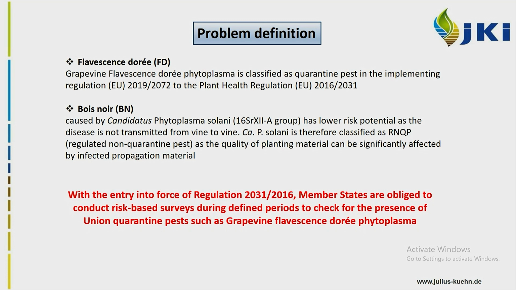So far, Germany is regarded as free from FD, but with the entry into force of the new regulation, all EU member states are obliged to conduct risk-based surveys during defined periods to check for the presence of Union quarantine pests such as grapevine flavescence dorée phytoplasma.